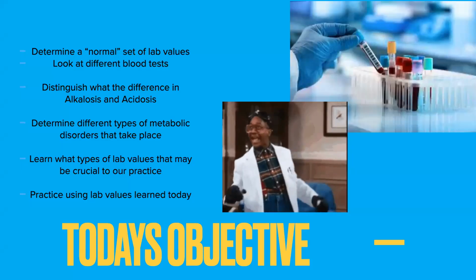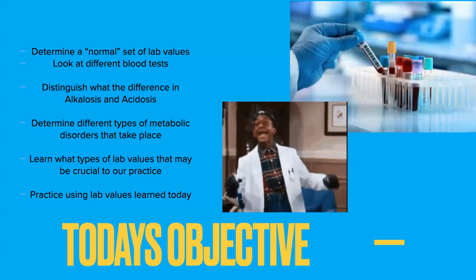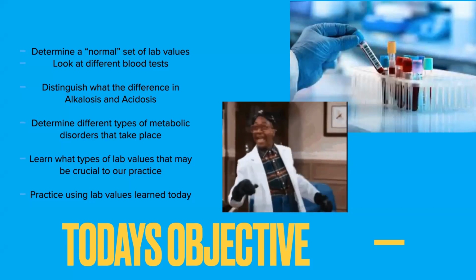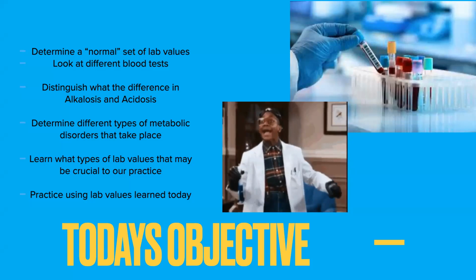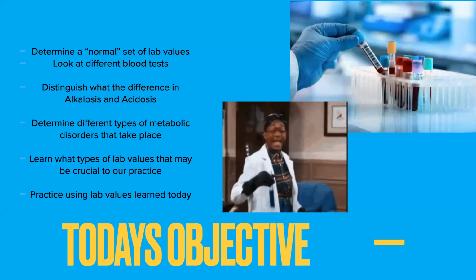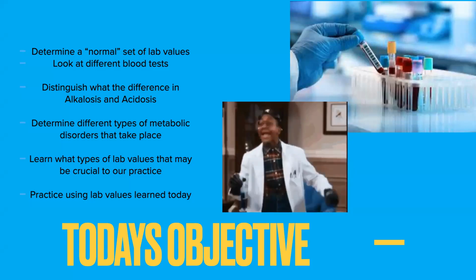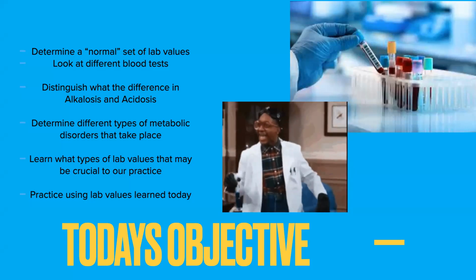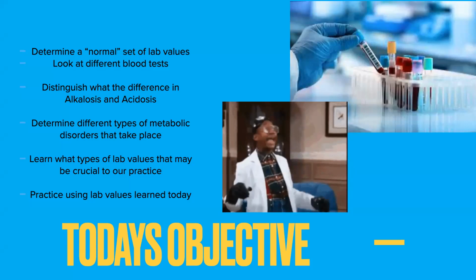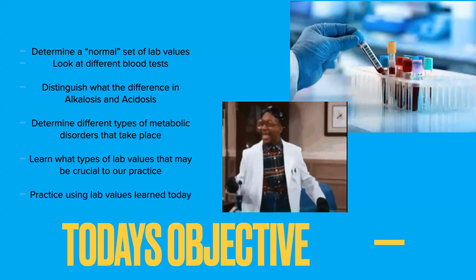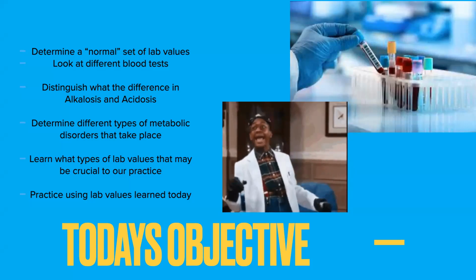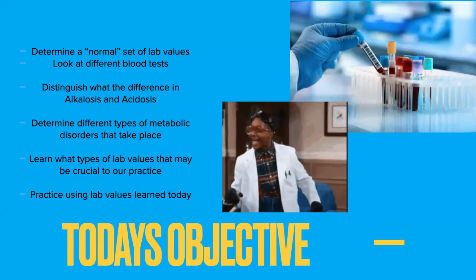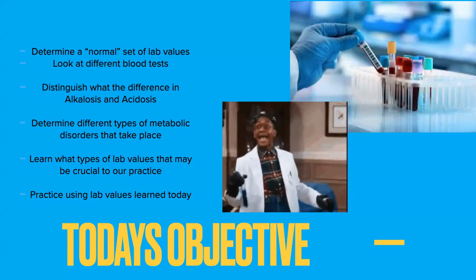So today, our objectives are to determine what a normal set of lab values looks like, look at a few different lab tests, distinguish the difference in alkalosis and acidosis, determine the different types of metabolic disorders that take place, learn what types of lab values may be critical to our practice, and then actually practice using these lab values.